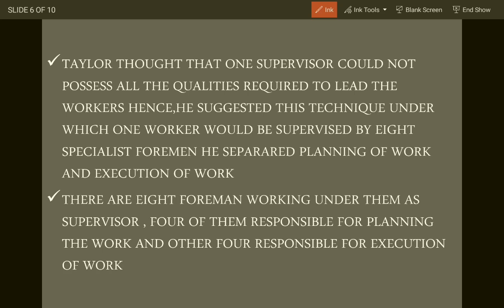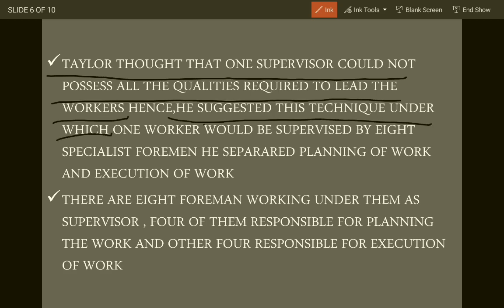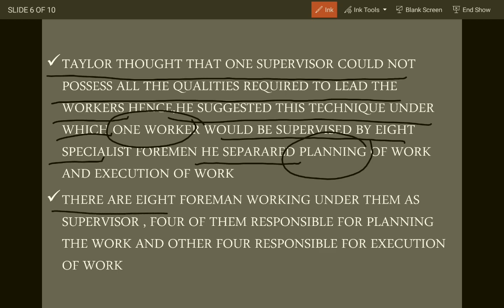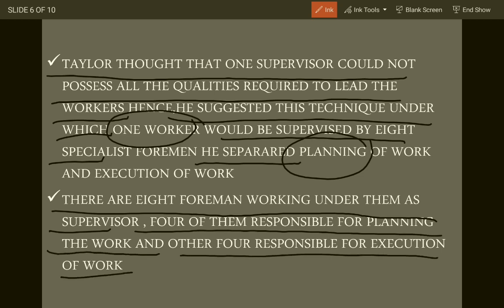There will be less wastage, less cost, high production, and high profitability, and the effectiveness and efficiency of the outcome will be high. Thus the organization will be able to achieve its objectives. Taylor thought that one supervisor could not possess all the qualities required to lead the worker. Hence, he suggested a technique under which one worker would be supervised by 8 specialized foremen. He separated planning of work and execution of work, which is very important. There are 8 foremen working as supervisors, 4 of them responsible for planning the work, and the other 4 responsible for execution of the work.